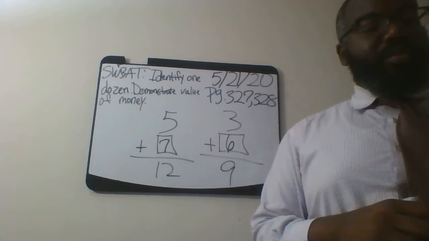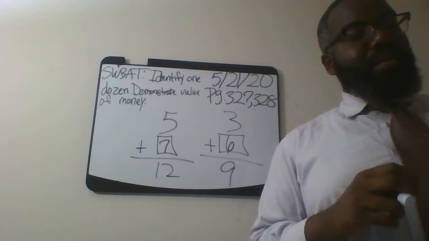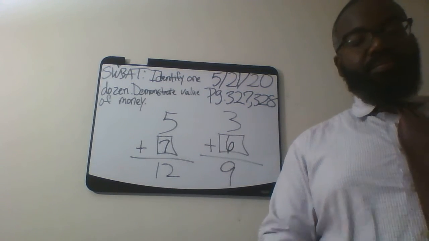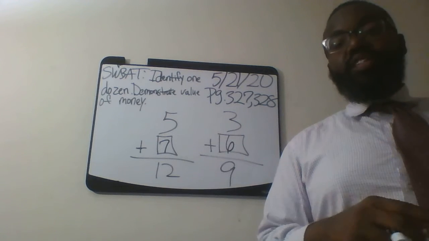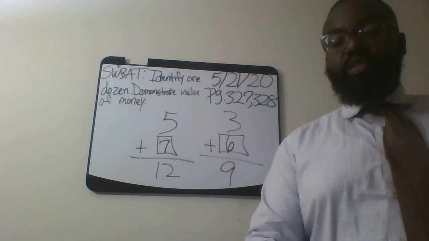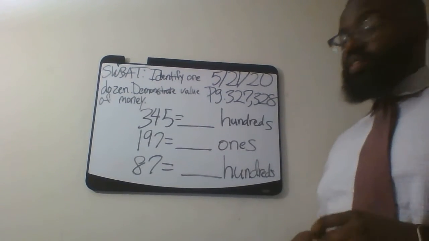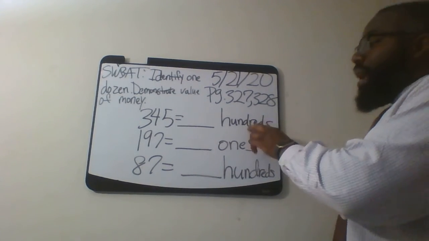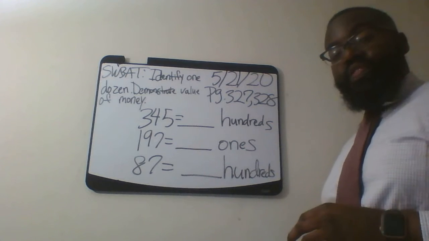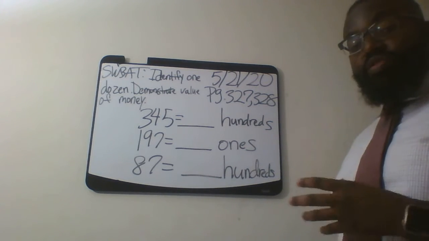Now let's move on to number 2. Number 2 wants you to give the place value answer. So you're trying to decide whether the item they asked for is in the ones, tens, or hundreds place. Let's work on a few examples. We have 345. It's asking how many hundreds are in 345. So that means we have to go to the hundreds place.